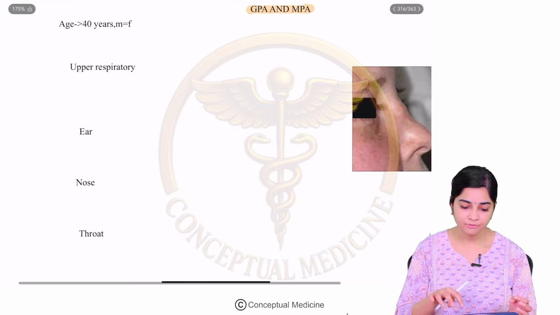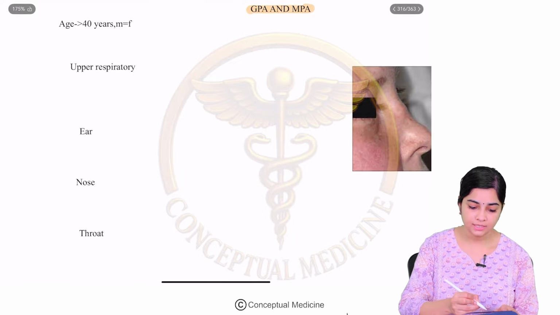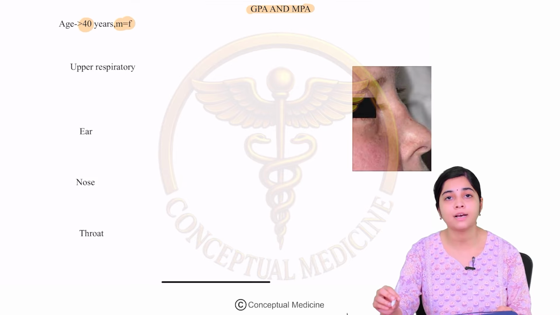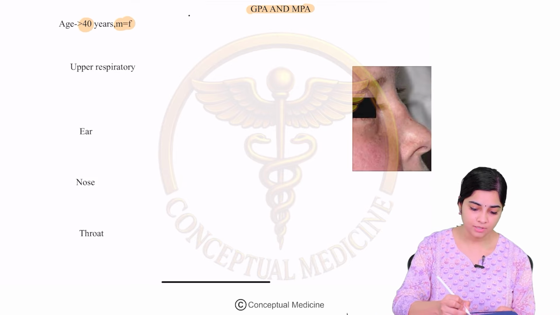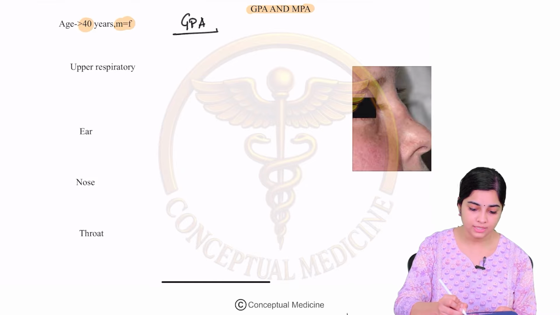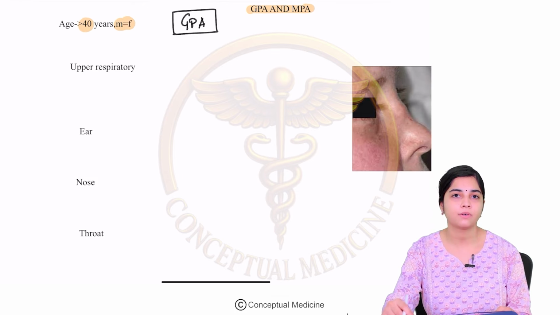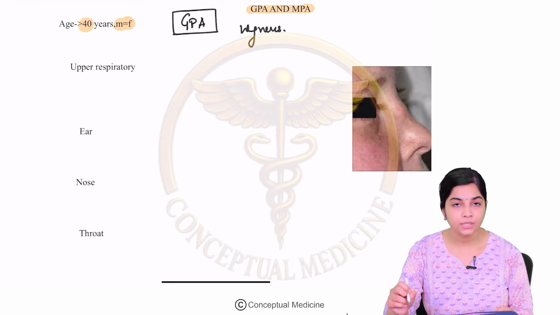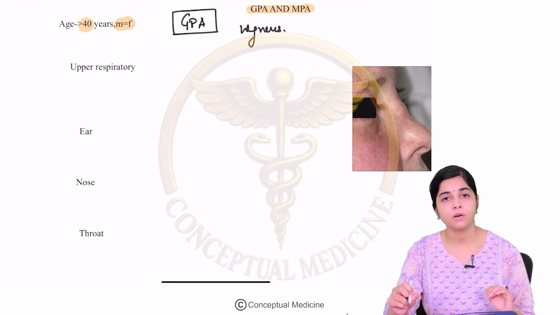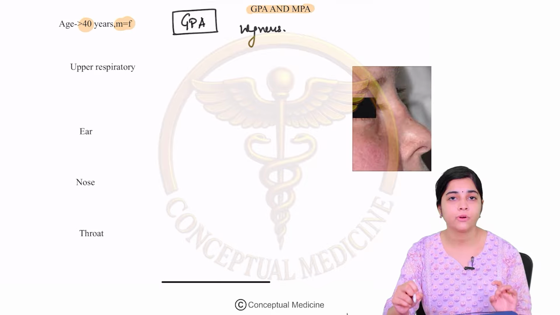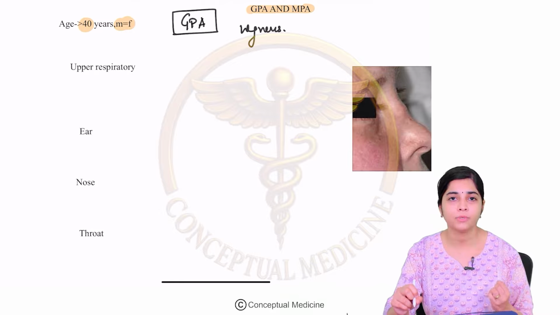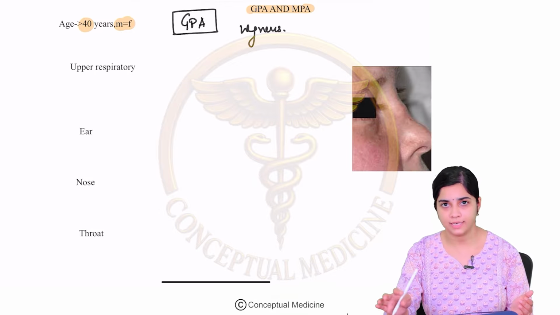So where do you find these kind of small vessel vasculitis? It's more common in the age group of more than 40 years and both males and females are affected. So first, when we speak about granulomatosis with polyangiitis, previously it was called Wegener's granulomatosis. Okay. So the hallmark feature about your GPA is that there is involvement of your ENT, your ears, nose and throat. Involvement is very, very common in Wegener's granulomatosis.